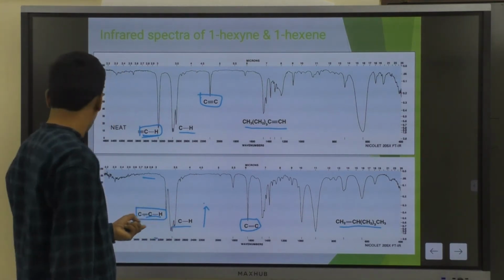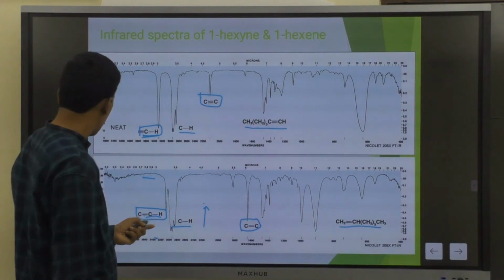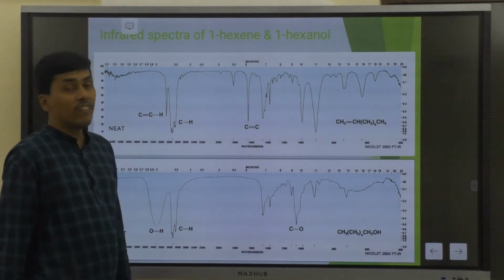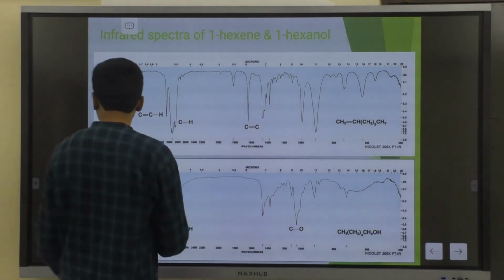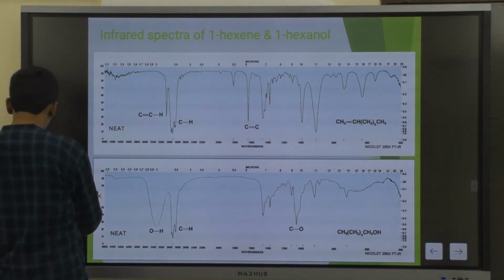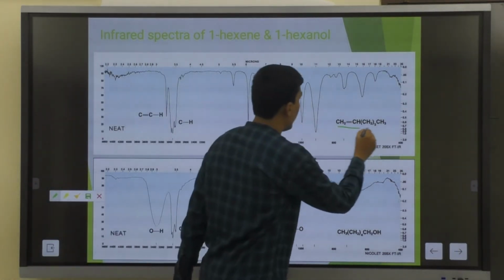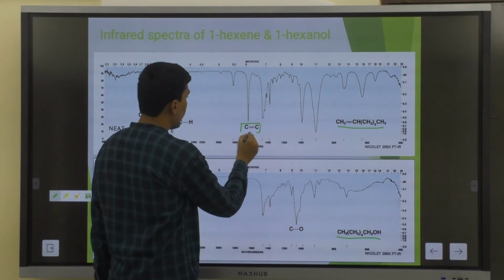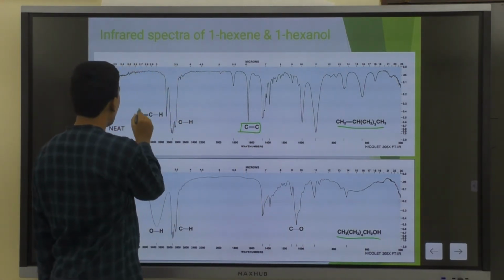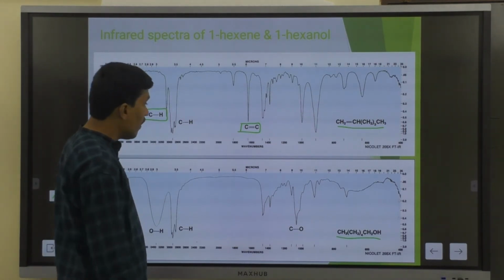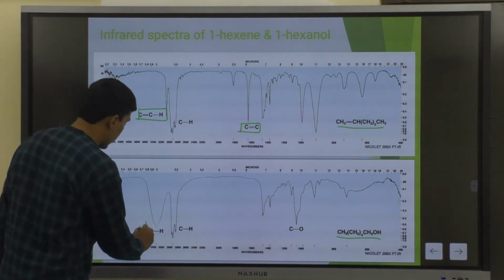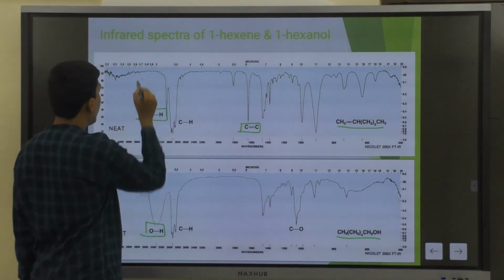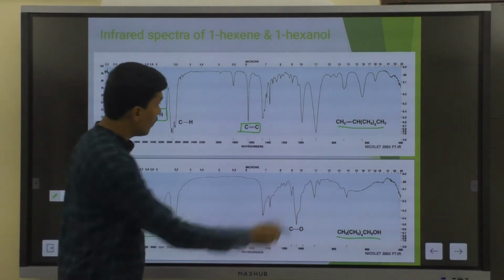You can see another example. How can you distinguish one hexene and one hexanol by IR spectroscopy? This is one hexene and this is one hexanol. Again, we know that hexene has C double bond C absorption at 1600 centimeter inverse and double bond CH at around 3000 centimeter inverse. Whereas for hexene, there is no broad signal above 3000 centimeter inverse.